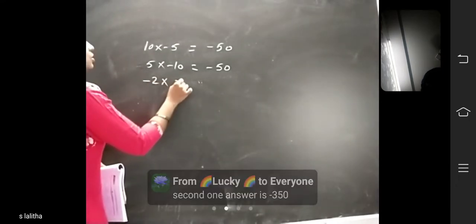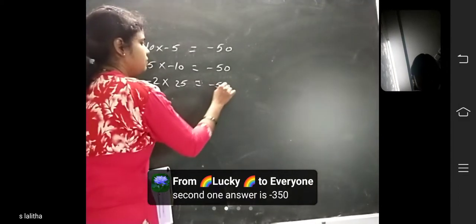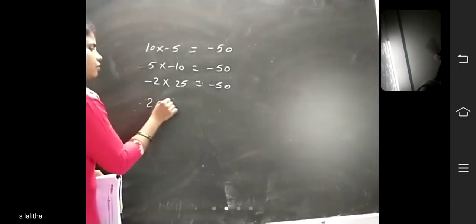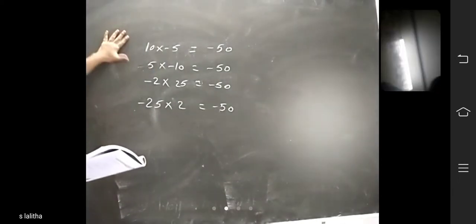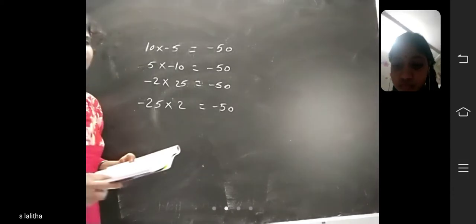Minus 2 into 25. How much? Minus 50. Next, 25 into minus 2. How much? Minus 50. Like that. How many possibilities are there? You should write like that. That is the homework, children. Okay.